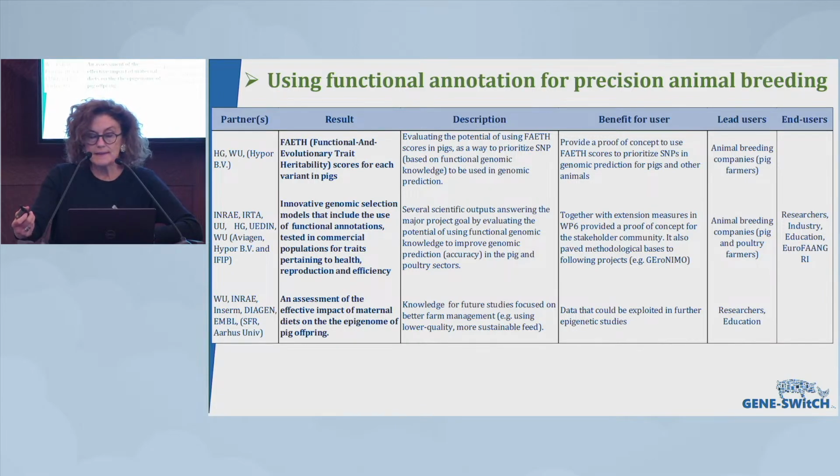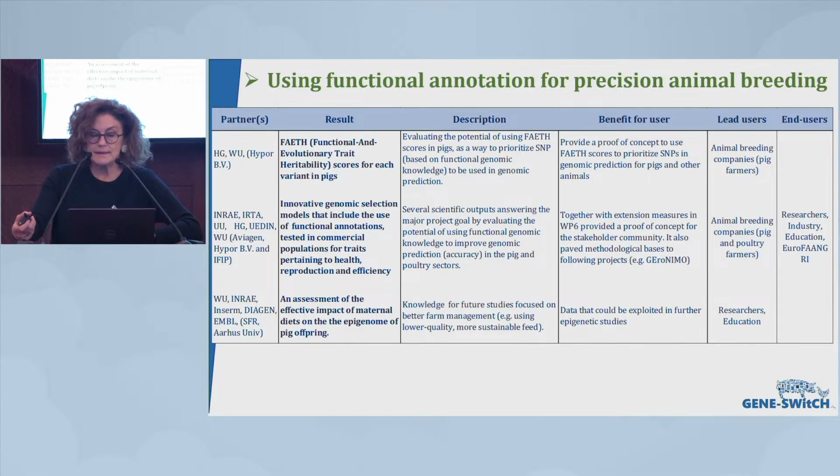Another thing is that quite a big achievement of GENE-SWitCH has been new innovative genomic selection models that include the use of functional annotations, that have been developed and also tested in commercial populations.